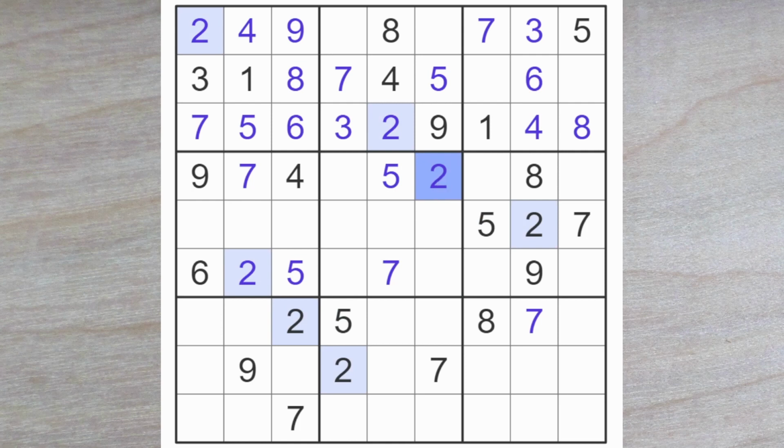I don't know if it's going to help much, but we know that one of these is a 1, so none of these can be a 1, and therefore a 1 will have to go in one of these 3 squares here, but that's more like a desperate piece of information than any help.